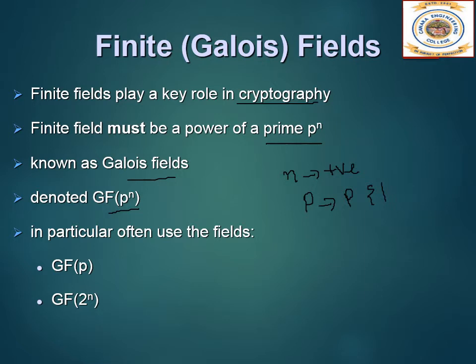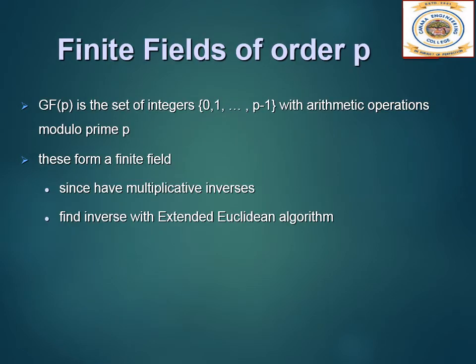Two special cases of interest are there for our purpose. One is where n is equal to 1. So n equal to 1 means we have GF(p). This finite field has a different structure than that of fields where n is greater than 1, that is GF(2 to the power n). Finite fields of order p.